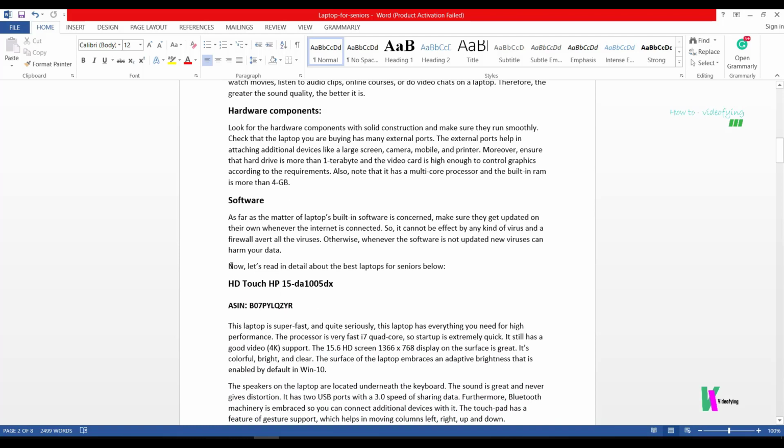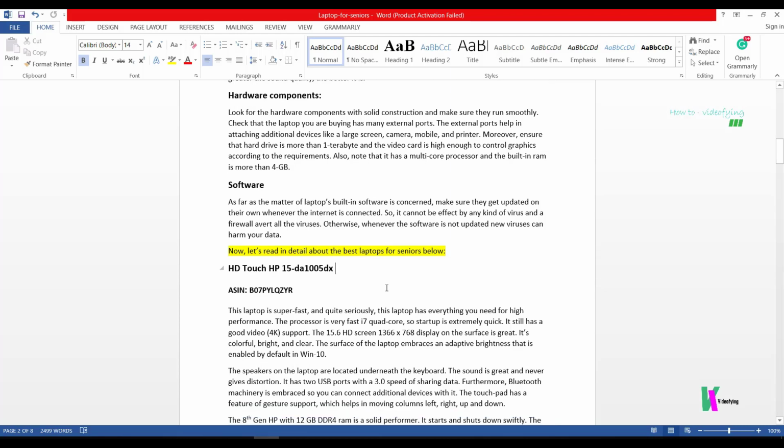And here we have the sentence that explains that now the products are going to be reviewed under this sentence. So you see it says, "Now let's read in detail about the best laptops for seniors below." Now look, this is a very simple and non-native sentence.